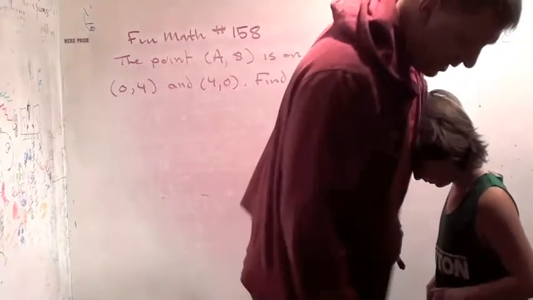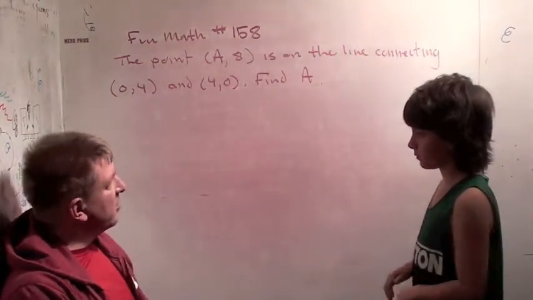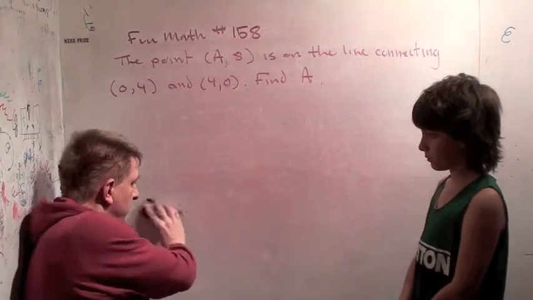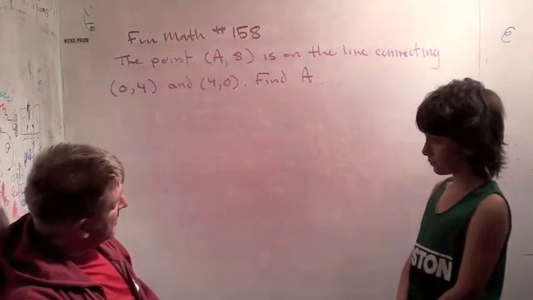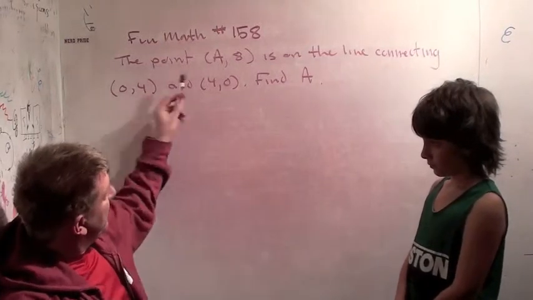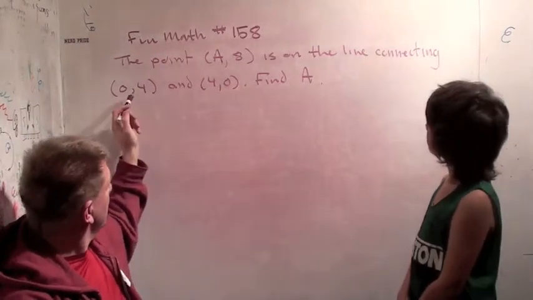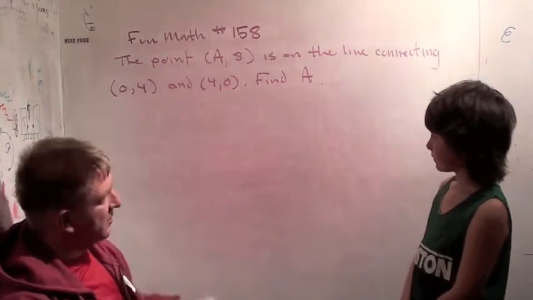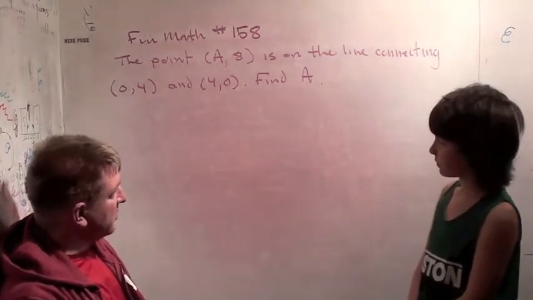FunMath number 158. Alright, so today we're in the review section of Chapter 8 of Art of Problem Solving's Algebra book, and we're reviewing lines. We came across a problem similar to this, and I thought it'd be good to review it in this video. The point (A, 8) is on the line connecting (0, 4) and (4, 0). Find A. Okay, do you understand the problem?